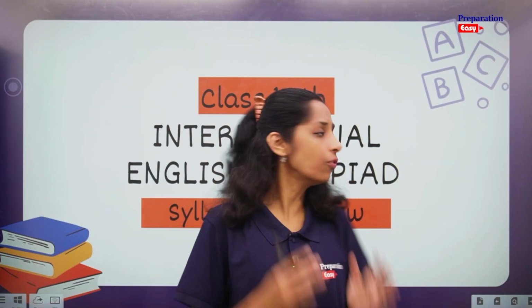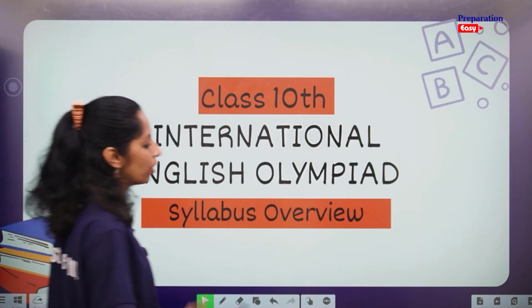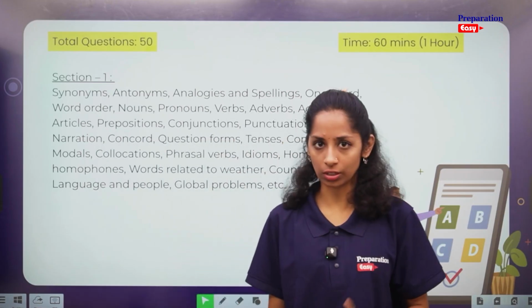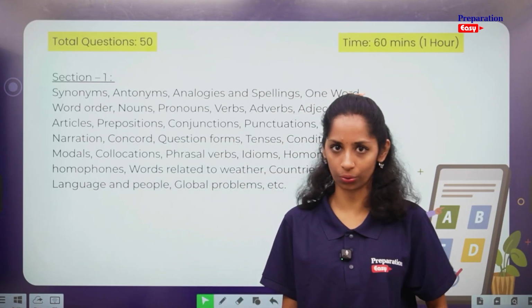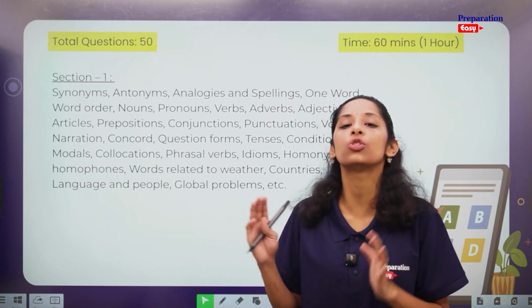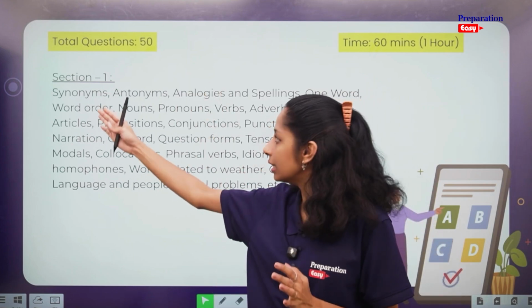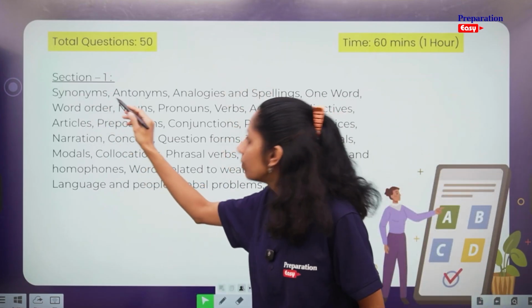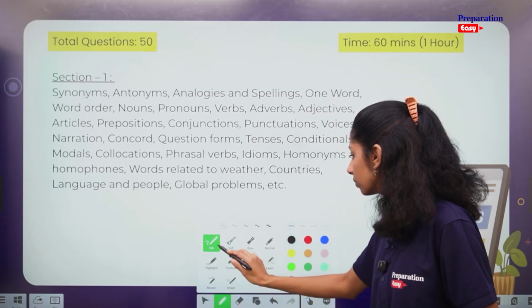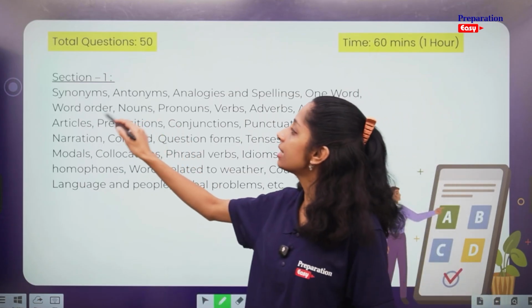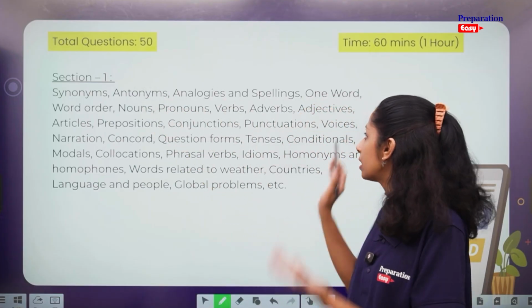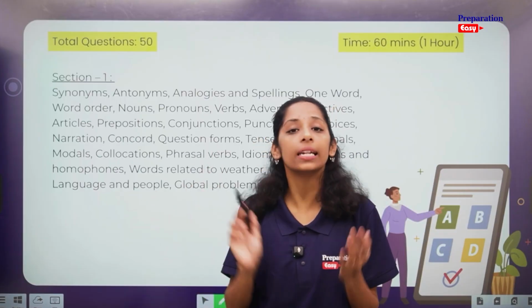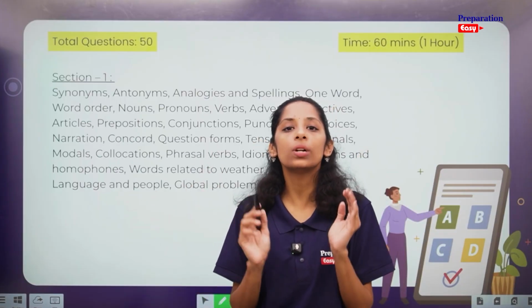Okay, so now onwards we are going to understand the syllabus overview for the exam. This exam is divided into 4 sections, section 1, section 2, section 3 and section 4. And each section has specific topics, and in section 1 there are a lot of topics. Section 1 starts with synonyms, antonyms, analogies and spellings, one word, one order, etc. We will understand all these topics in detail, but first of all, we need to understand the time and marks.